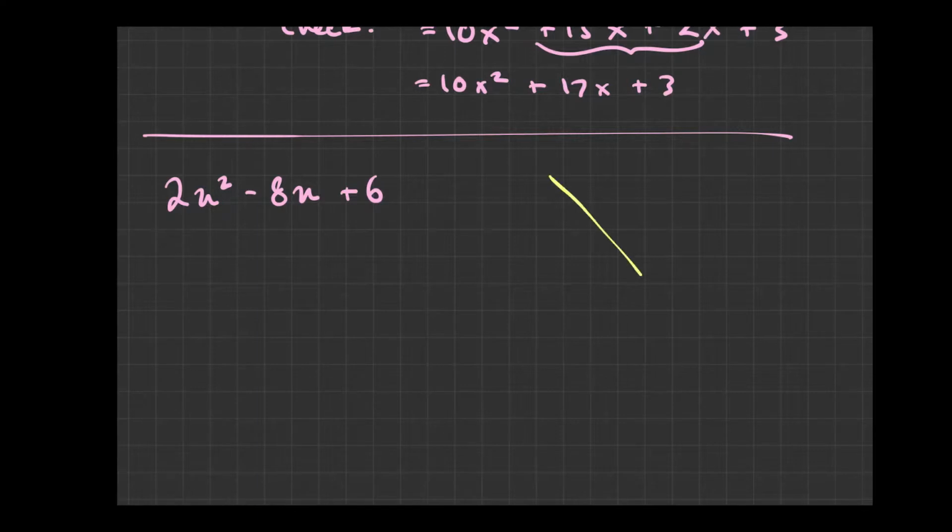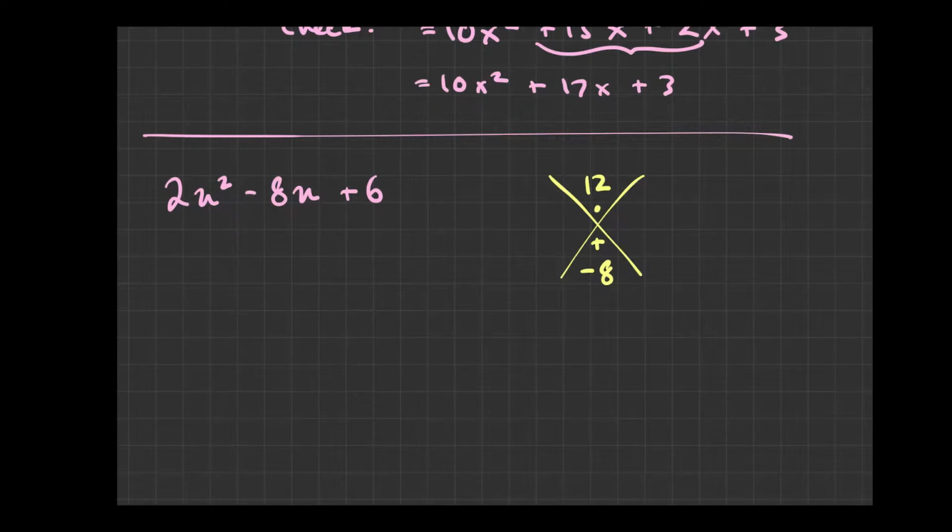I draw the diamond. Just for my memory, I'll write times up here, plus down there. I'm going to multiply this coefficient and this coefficient, and I'm going to get 12. And then I'm going to put the -8 down here. So I'm looking for two numbers whose product is positive 12 and whose sum is -8.